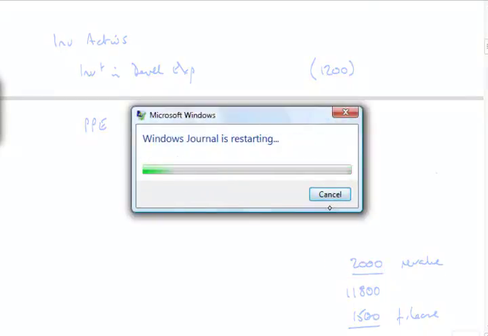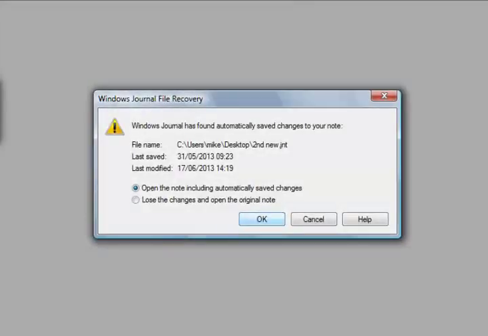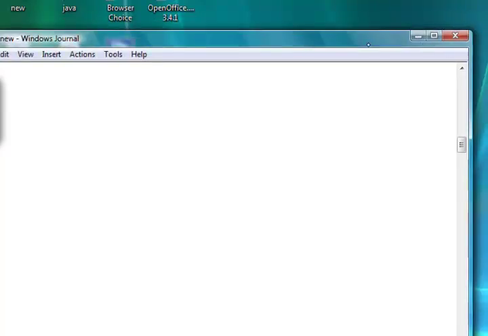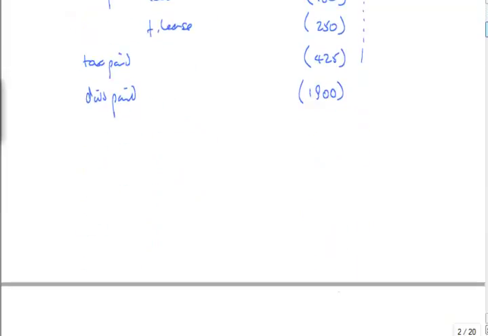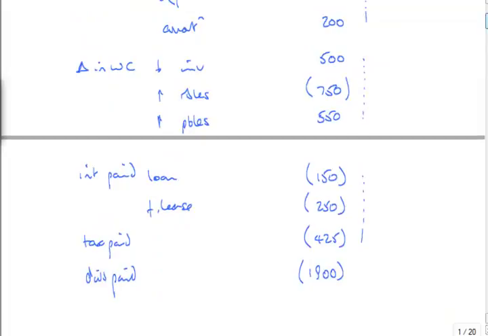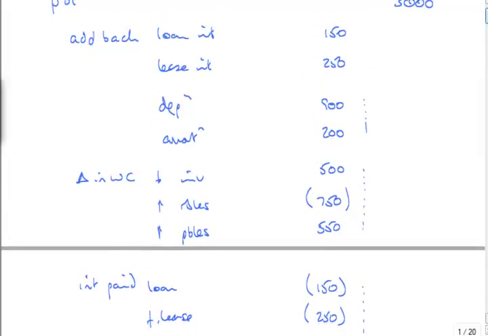Windows, oh, my Windows has stopped working. Oh dear. Save changes to my note. Okay. But Windows Journal has stopped. Oh, Lord above, where did I get to with that?